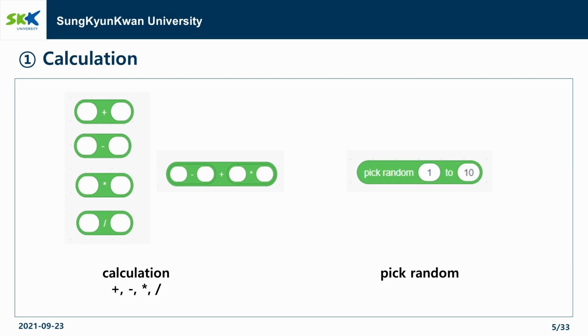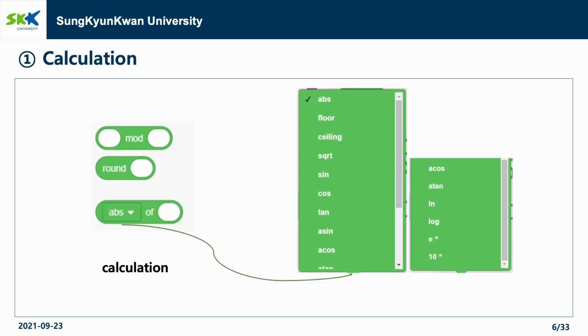On the right, there is the pick random block which has the values 1 and 10. As expected, this block makes one random number between the first value 1 and the second value 10. Next, there are some various calculation blocks. They conduct calculation or rounding, or we can switch the value using the last block. You can set the function to switch the value such as absolute, sign, or log.